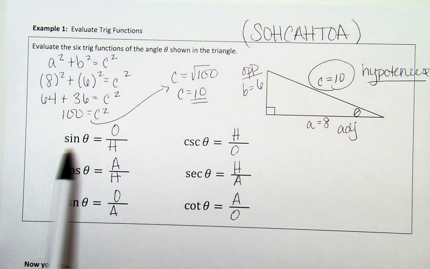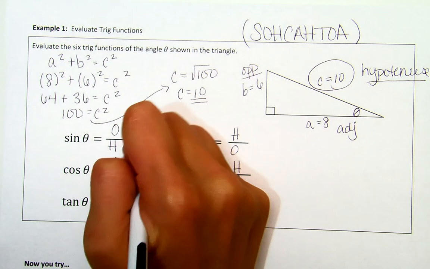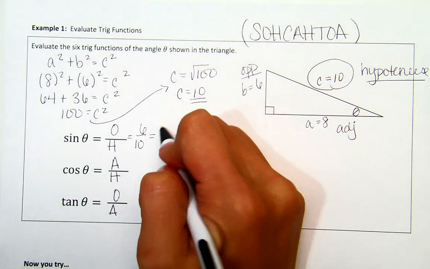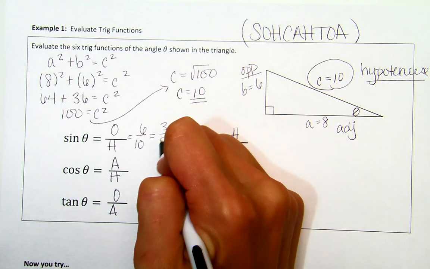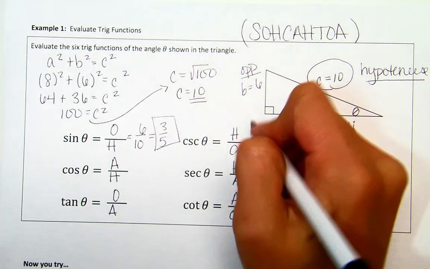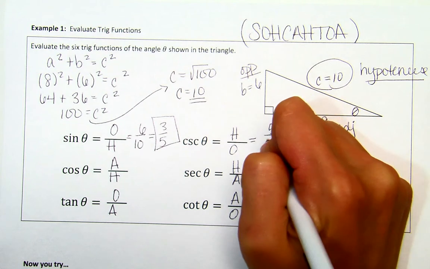So sine is opposite over hypotenuse, which in this case I know is going to be 6 over 10. And if I reduce that fraction, because they both have 2 in it, if I divide 2 out from the top, I get 3 over 5. I don't even have to do the work over here, because I just know that hypotenuse over opposite is just going to be 5 over 3.